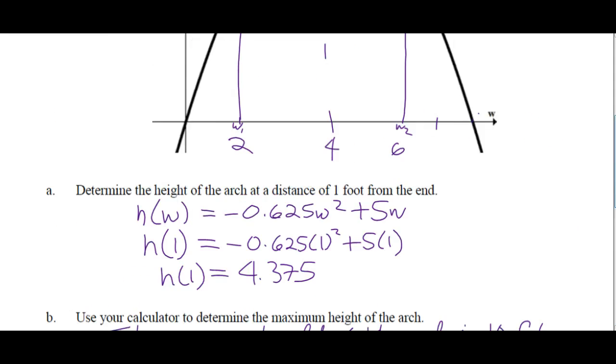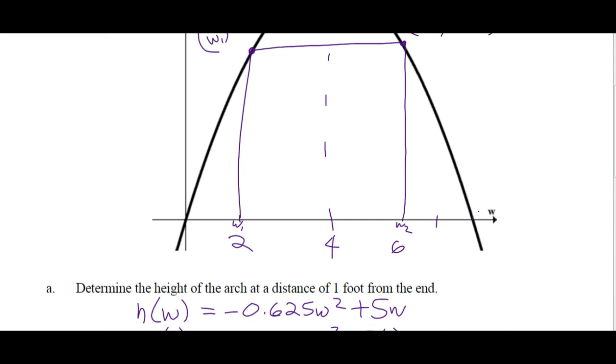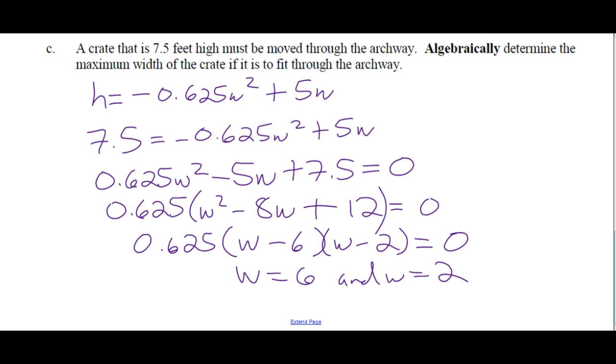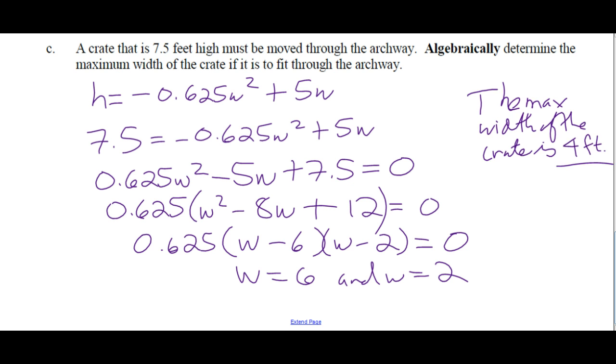Okay, what's w? Now we know these, from 2 to 6. So what's the width? 4 feet. So the maximum width of the crate is 4 feet.